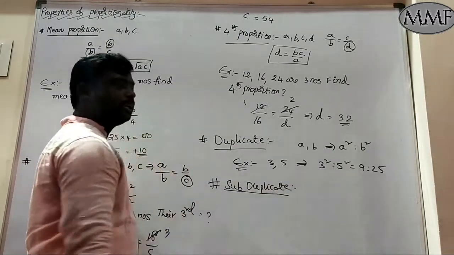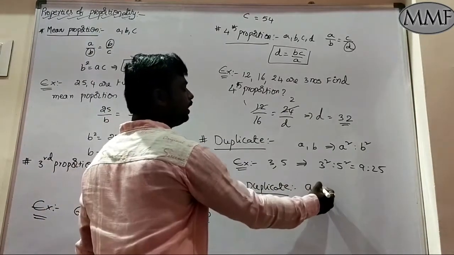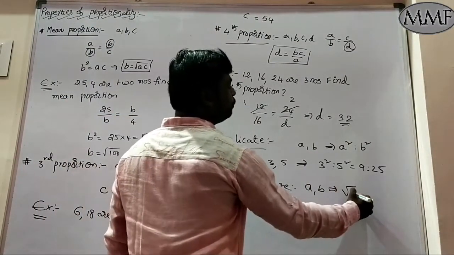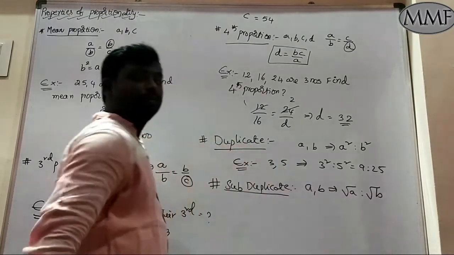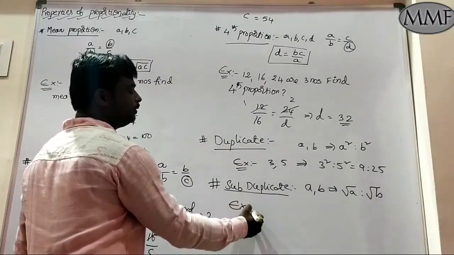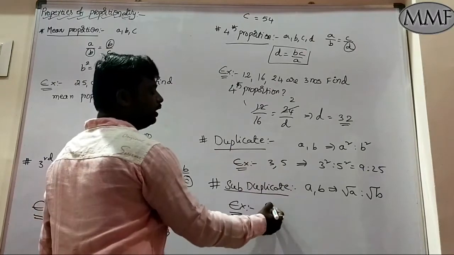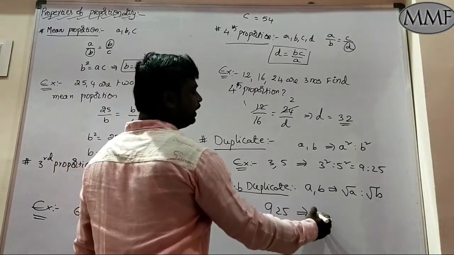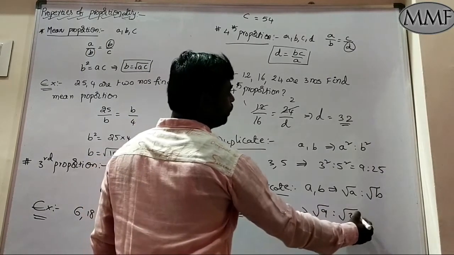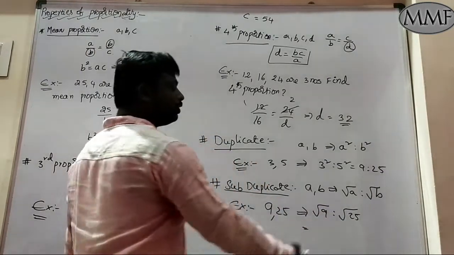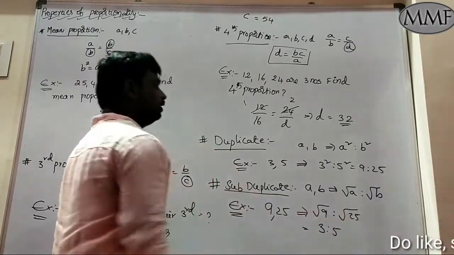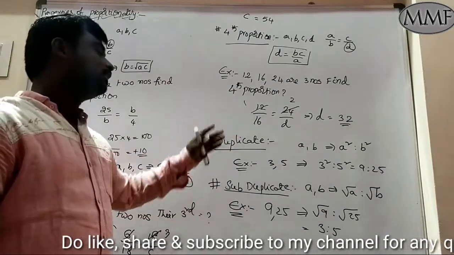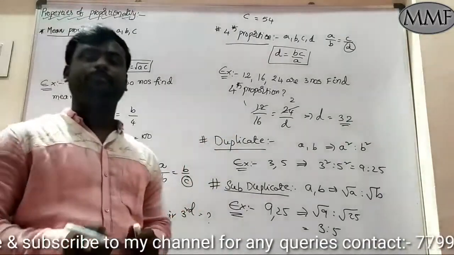If any two numbers are A and B, then the subduplicate ratio is root A is to root B. For example, 9 and 25 are two numbers. Their subduplicate ratio is root 9 is to root 25, which becomes 3 is to 5. This is duplicate, this is subduplicate. Duplicate means just squaring, subduplicate means just square root. Clear?